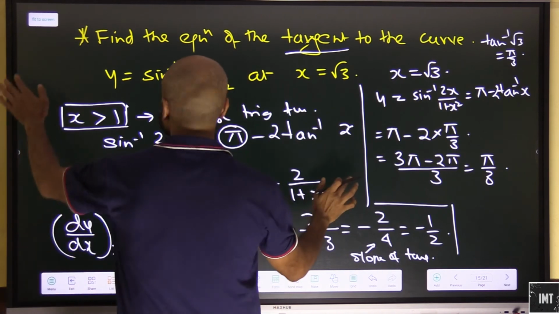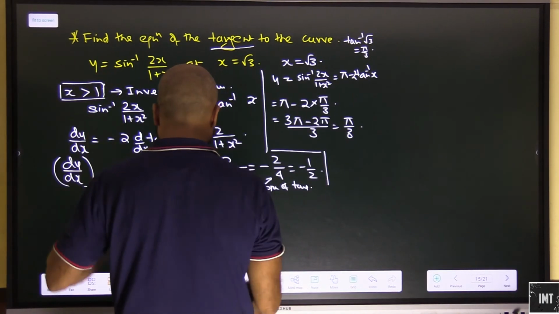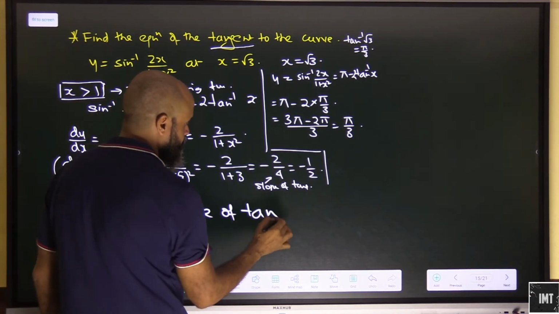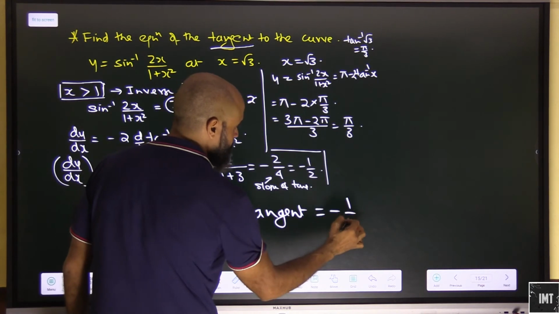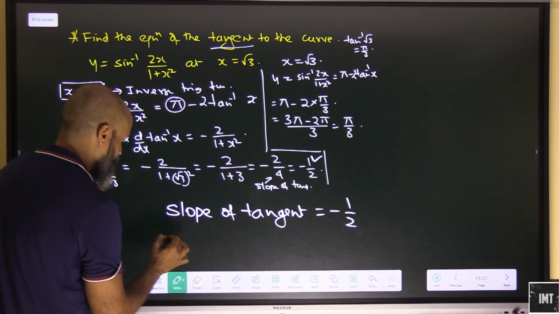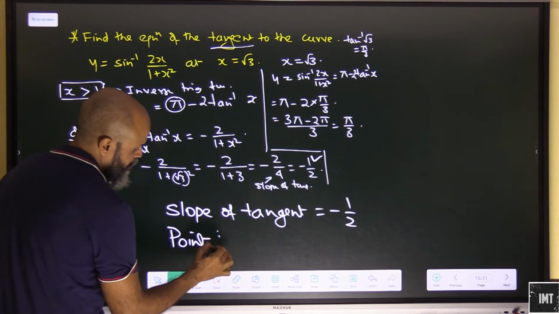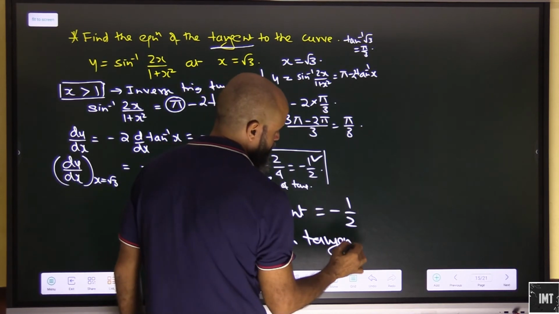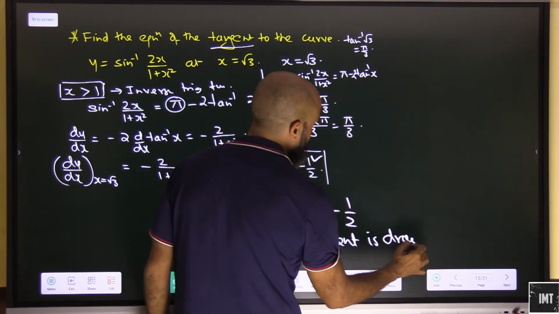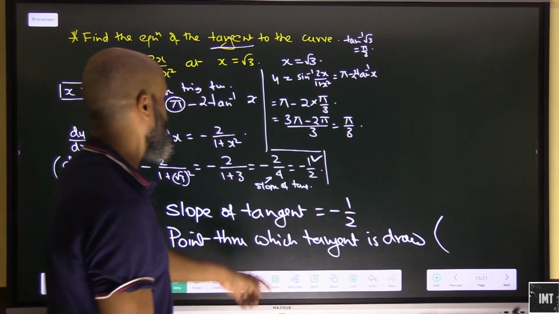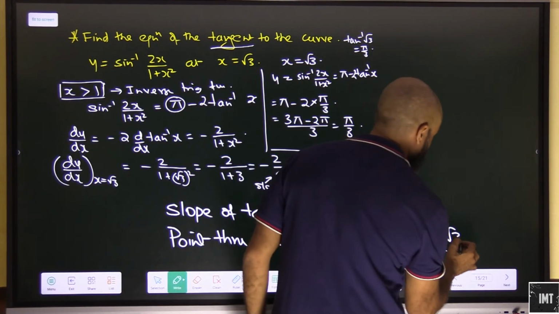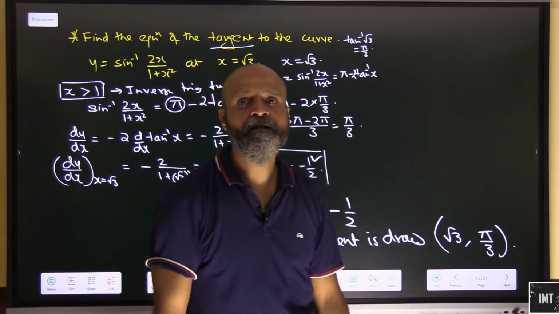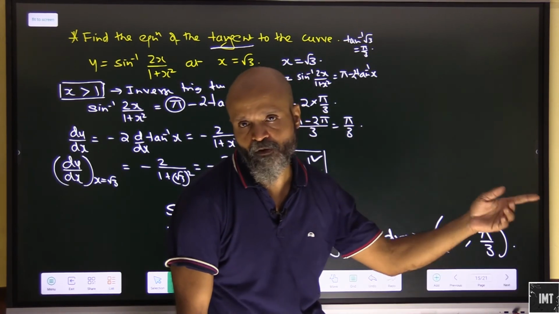So we have the slope of the tangent calculated as minus 1 by 2, and we have the point through which the tangent is drawn, having x and y. X has a value of under root 3 and simultaneously y has a value of pi by 3. Here pi by 3 basically means 3.14 by 3, or 22 by 7 by 3.